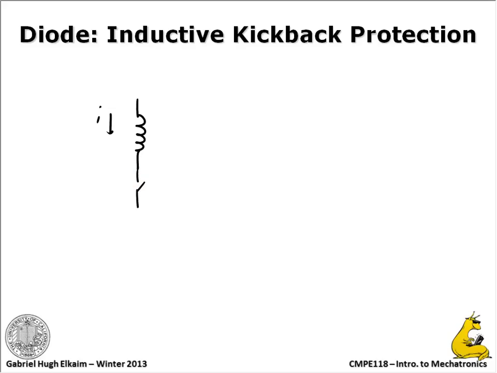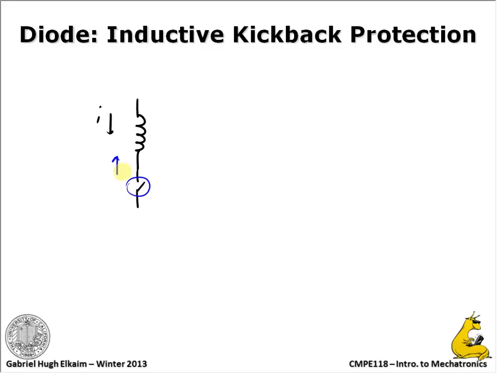And what that's going to cause is, remember, it's going to keep pulling. Think of the momentum it has. It wants to keep flowing, right? And so it's going to keep raising the potential on this side to keep the current flowing until it's going to arc across that switch, which is generally not nice things to do.